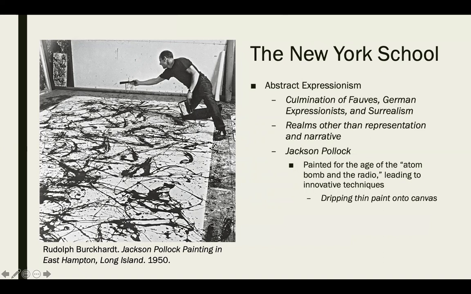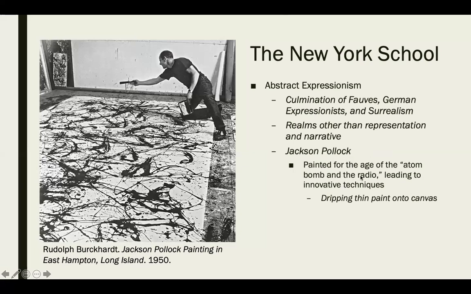The biggest name that I have for this is Jackson Pollock, and we've already talked about him one other time about his action painting style. He is an abstract expressionist, and when you hear abstract expressionism, Jackson Pollock is who most people would think of. Abstract expressionism is a culmination of Fauves, German expressionists, and surrealism. It is realms other than representational and narrative.